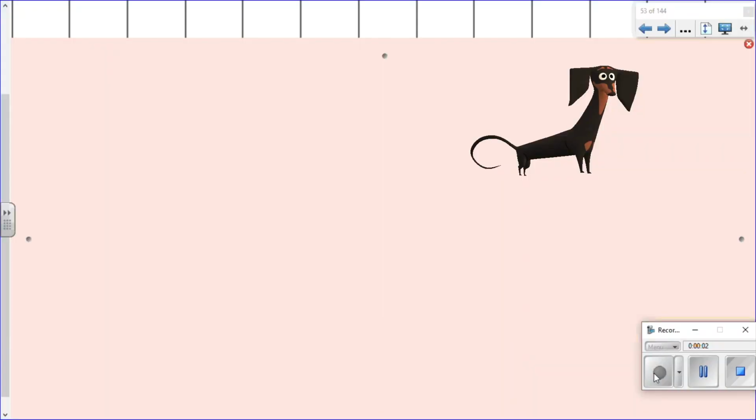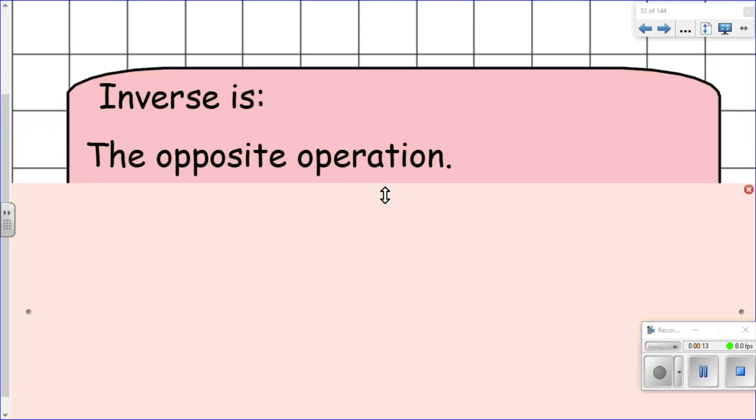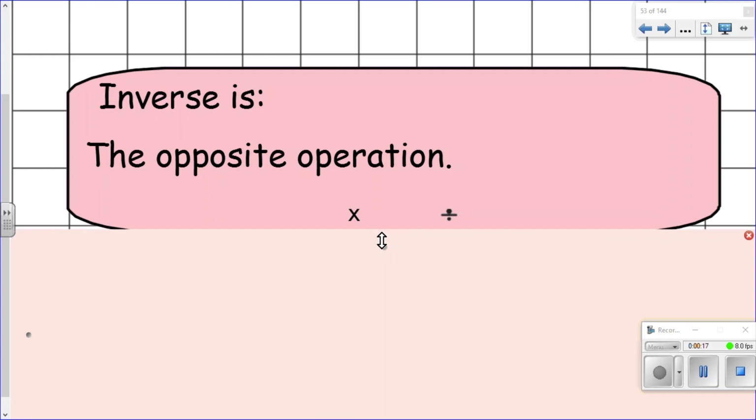So we're going to help Winston understand what inverse is. Sometimes when we need to check our work, we will use inverse to help us. So inverse is the opposite operation. So if we are using multiplication, we would check our work using division. Or we could sometimes solve one of the problems using the inverse. If you're not sure how to divide, sometimes you can use multiplication to find the answer. Let's look at how we can do that.